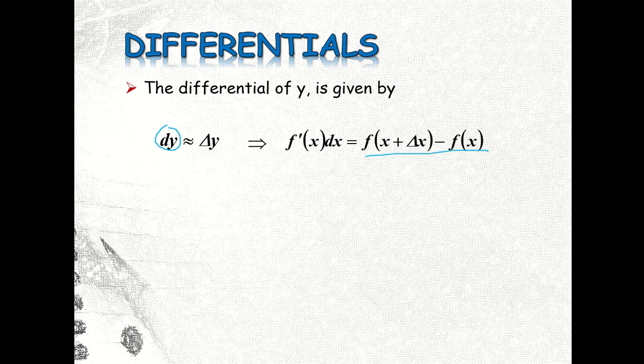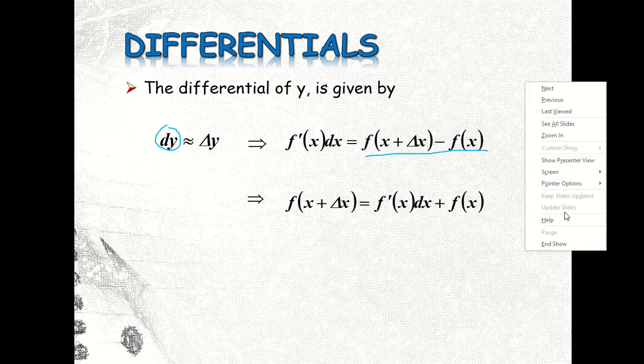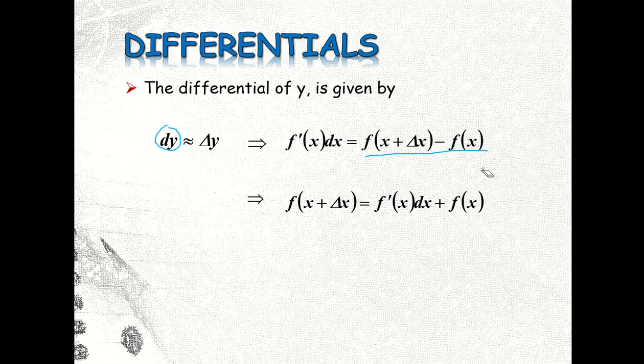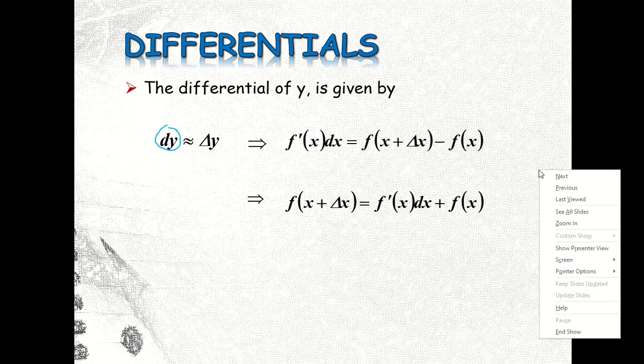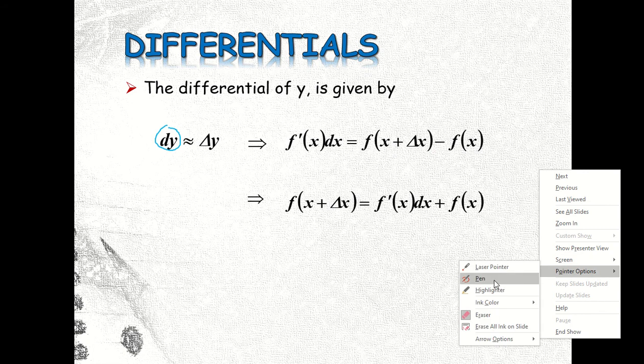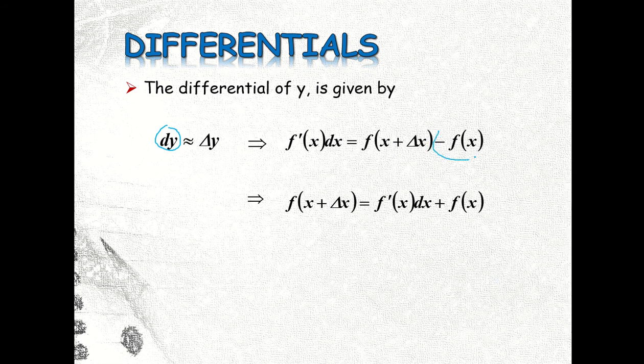If you are going to solve for f of x plus delta x, we just need to transpose this part to the other side and change the sign. What remains on the right side is this one, and we just interchange sides. When you transpose this, it becomes positive. So that's why we have here positive f of x added to f prime of x dx.